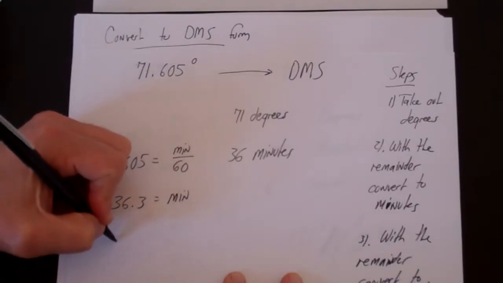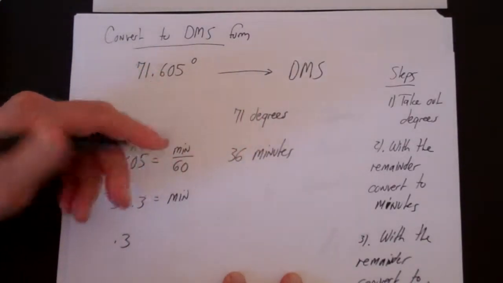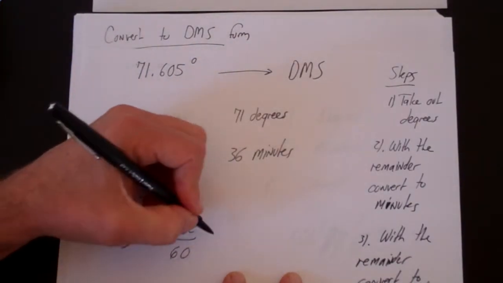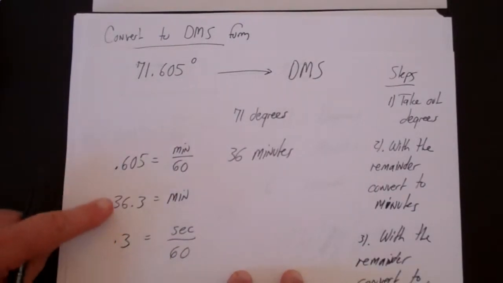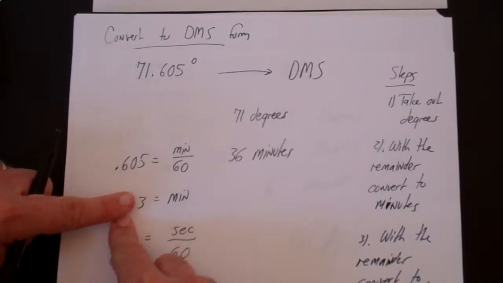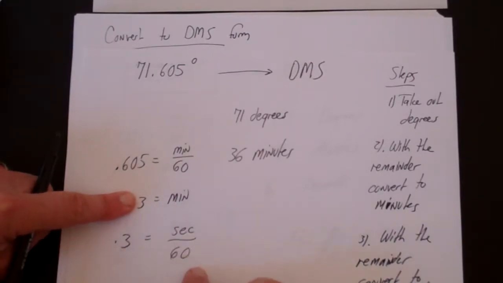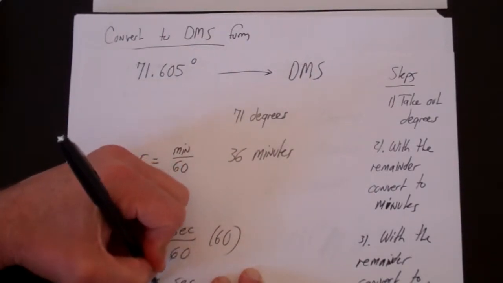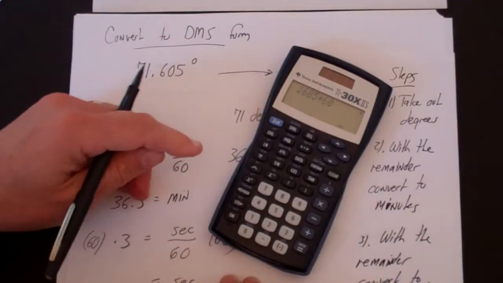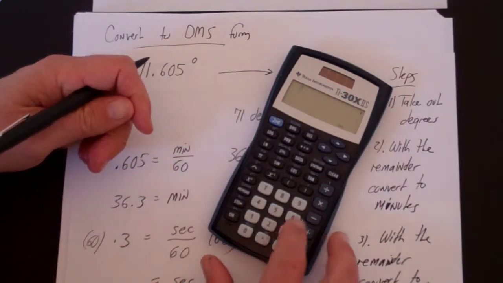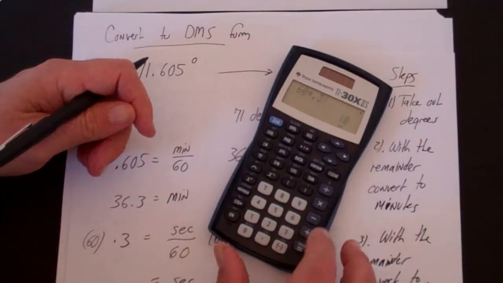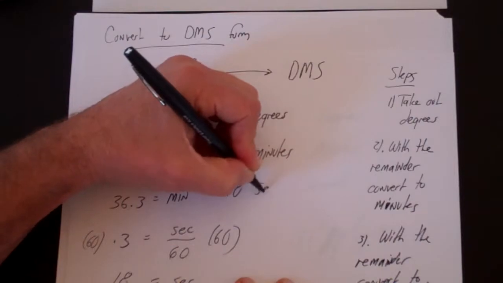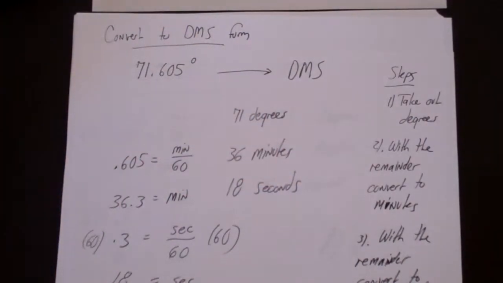So what do we do here? We go 0.3 is what's left, because we took the 36 minutes out. So 0.3 is equal to seconds over 60. Why is it 0.3? Because we had 36.3. You take away the minutes and you get 0.3 minutes is equal to seconds over 60. Multiply by 60 on both sides. And you get seconds is equal to, I think I know what that is, but just in case, let me do it on a calculator. That's 60 times 0.3. And I get 18. So I get 18 seconds. And that's how you do it.